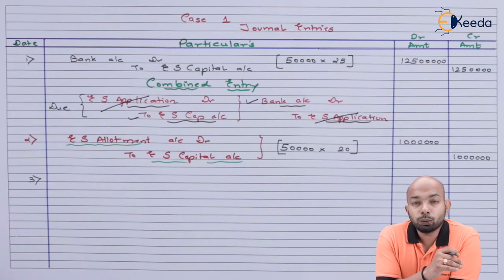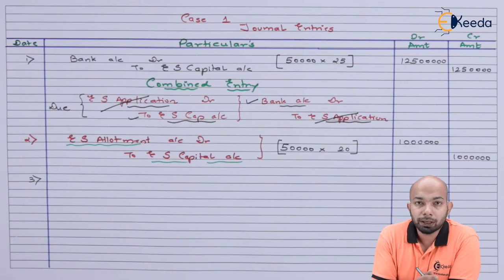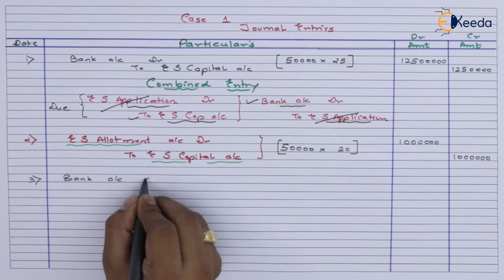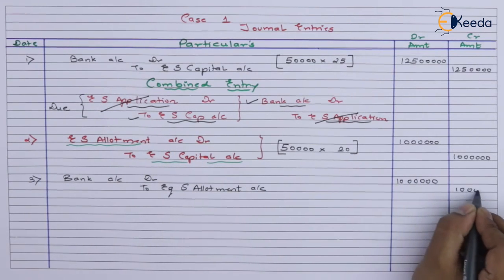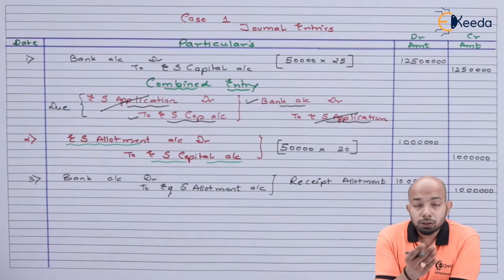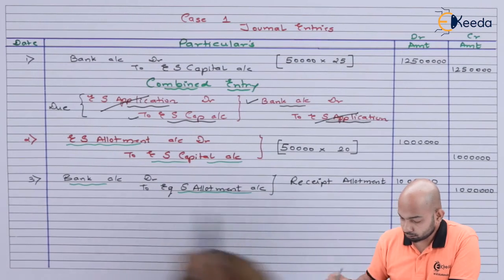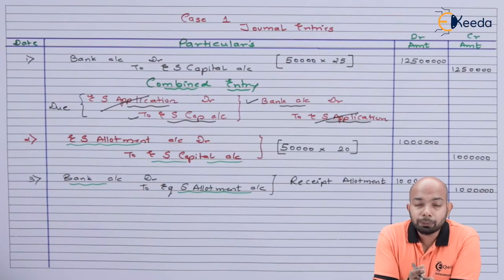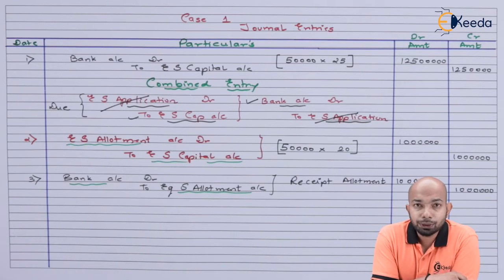So the third entry here will be the receipt of allotment money, that is bank account debit to equity share allotment account. So the entry has been passed here, that is bank account debit to equity share allotment. Now the next entry will be the first call due, and then after that will be first call receipt.